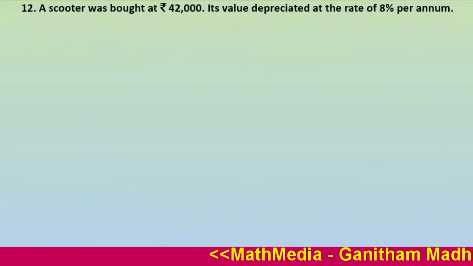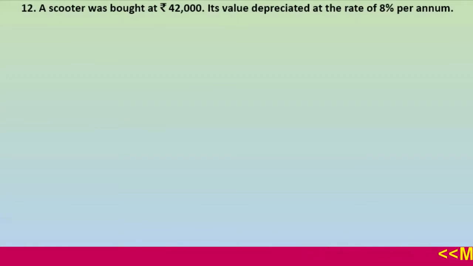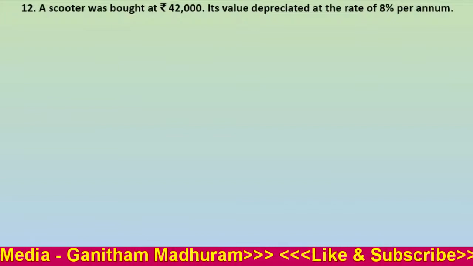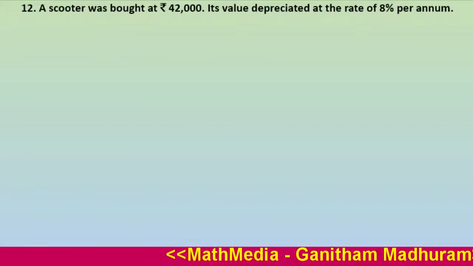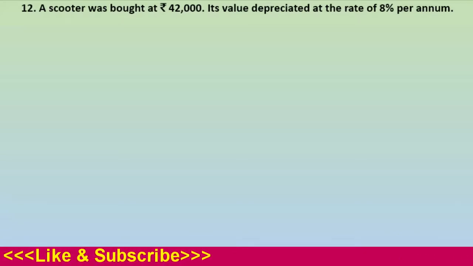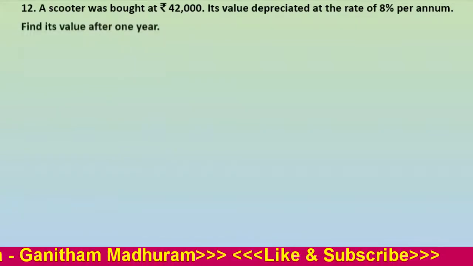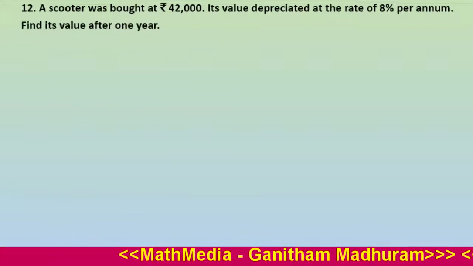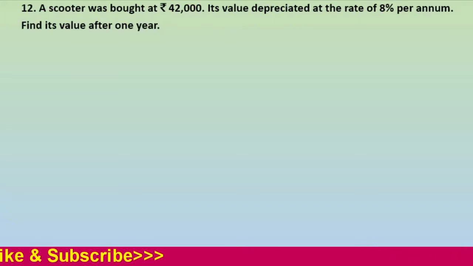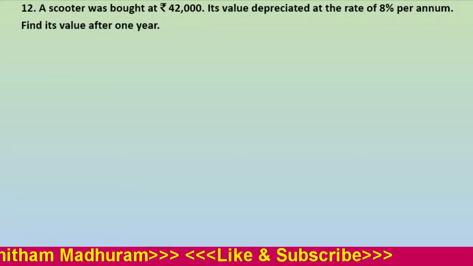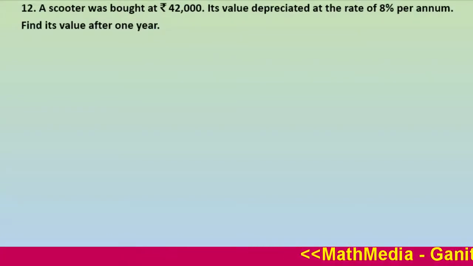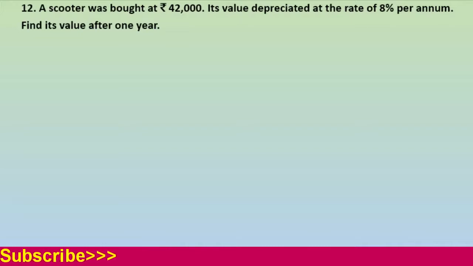Now we move to the next question, the last question of this chapter, question number 12. A scooter was bought at 42,000 rupees. Its value depreciated at the rate of 8% per annum. Find its value after 1 year. Read the question carefully. You can understand this is also an application of compound interest formula.